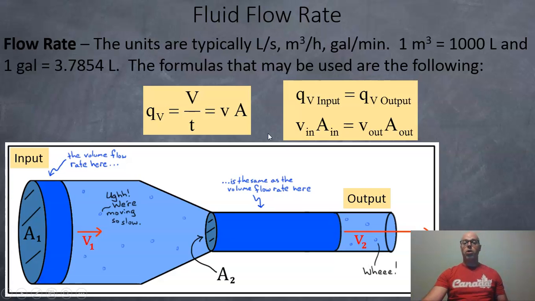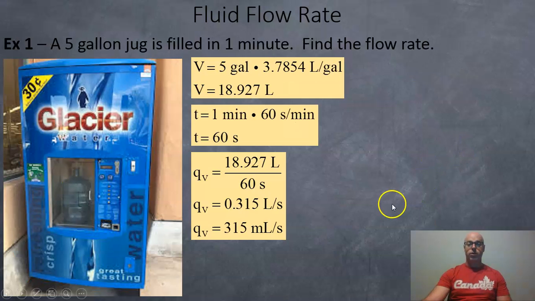And then when you go from two different sized pipes or hoses, the flow rate that goes in must be equal to the flow rate that comes out. So the speed times the area going in must be equal to the speed times the area coming out. I'm just going to do 4 examples to go through some of the math.